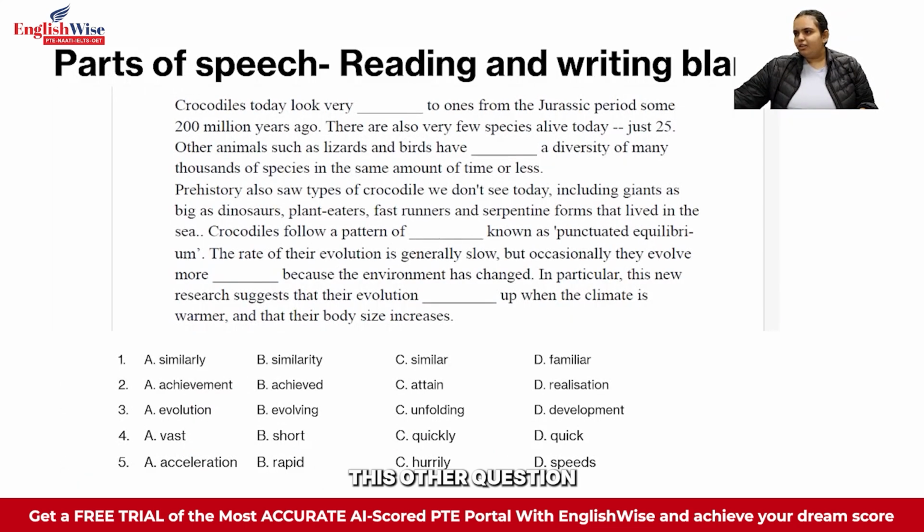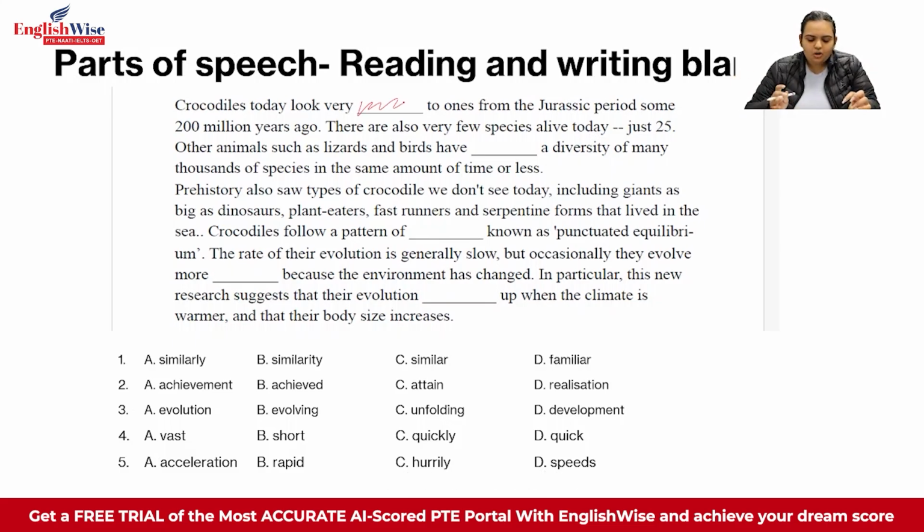Let us look at this other question that I have got over here for your reading writing blanks. Crocodiles today look very dash to ones from the Jurassic period, some 200 million years ago. So let us read this sentence without this blank over here. Crocodiles today look very to ones from the Jurassic period, some 200 million years ago. So again, this does make sense over here, guys. They are looking something like them. Very like them. That means they are looking something similar to them.